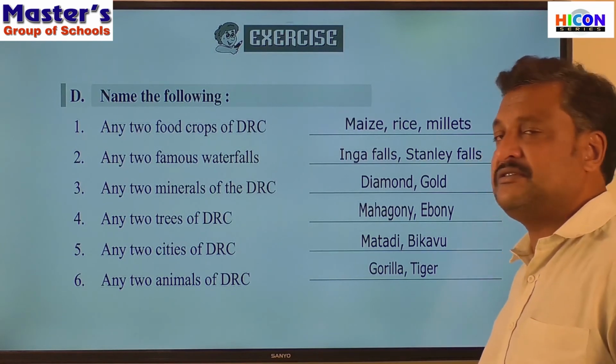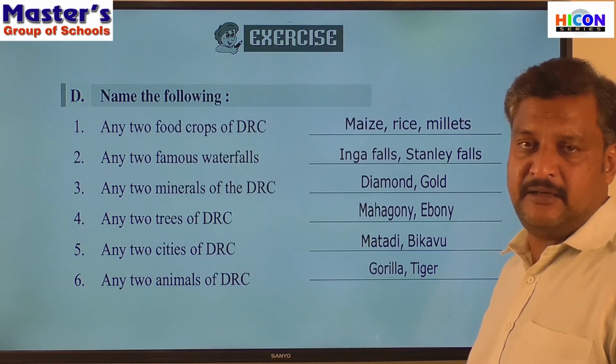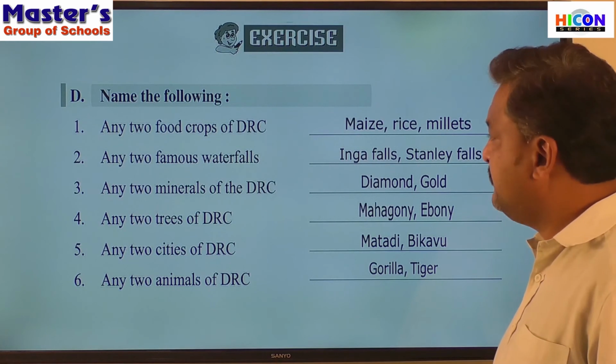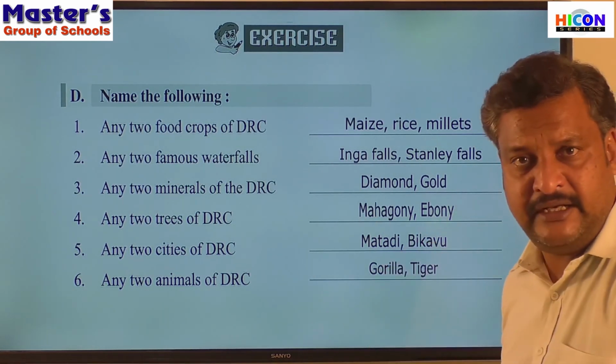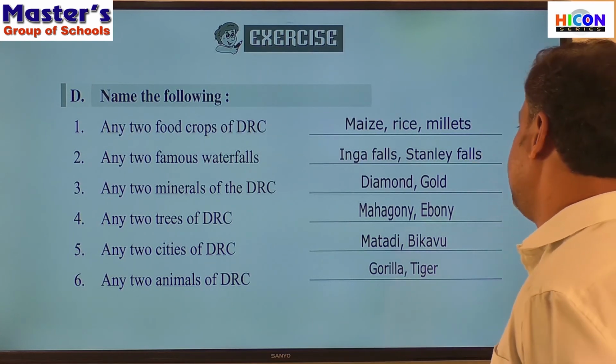Any two minerals. Cobalt is there, copper is there, diamond is there, gold is there. Plenty of minerals are there. We can write any two of them. I have written diamond and gold. You can write the other minerals also. Doesn't matter.